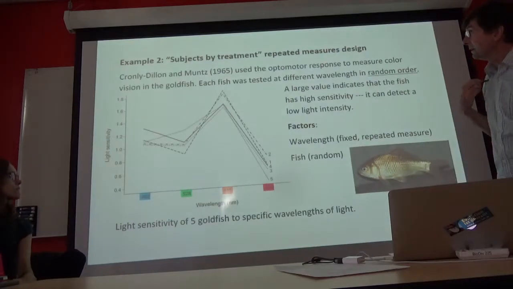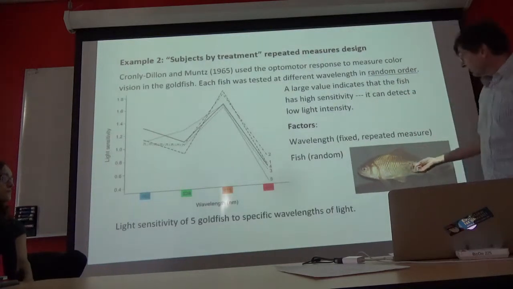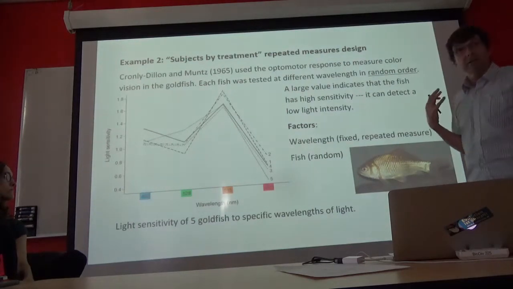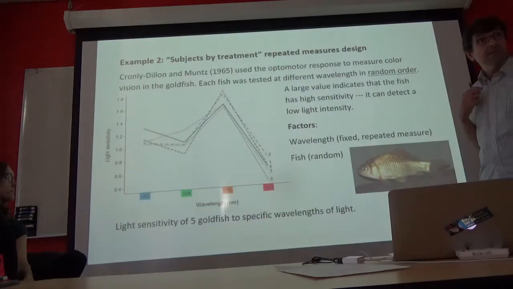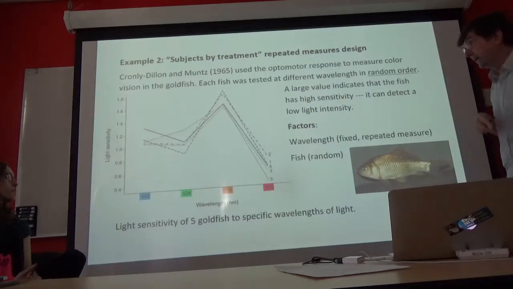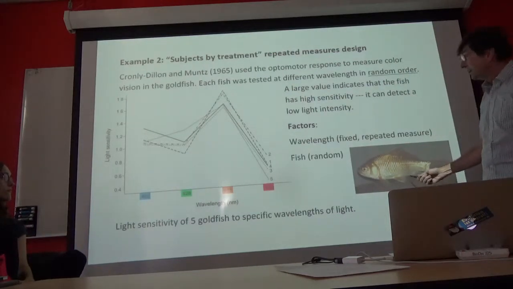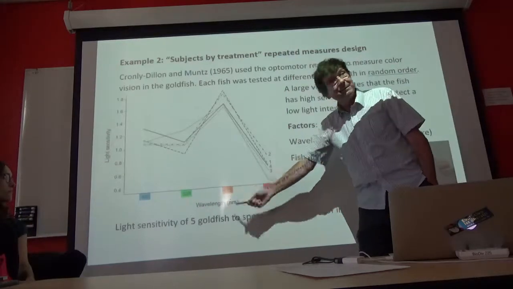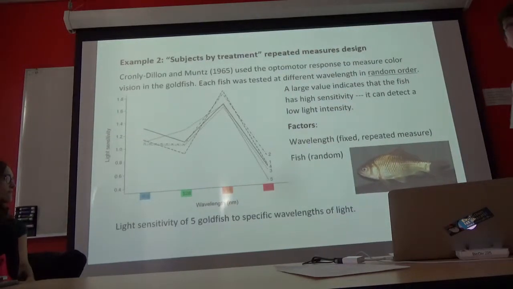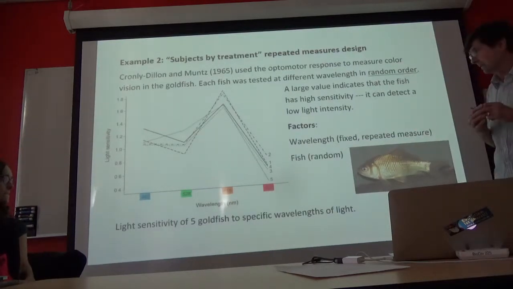The design here is a repeated measures design in which individual fish, goldfish, are tested for their sensitivity to different wavelengths of light. How well can a goldfish see red, orange, green, and blue? It turns out their maximum sensitivity is in the orange wavelength. So in this study, I think they may have had more wavelengths as well, but I'm just extracting these four.